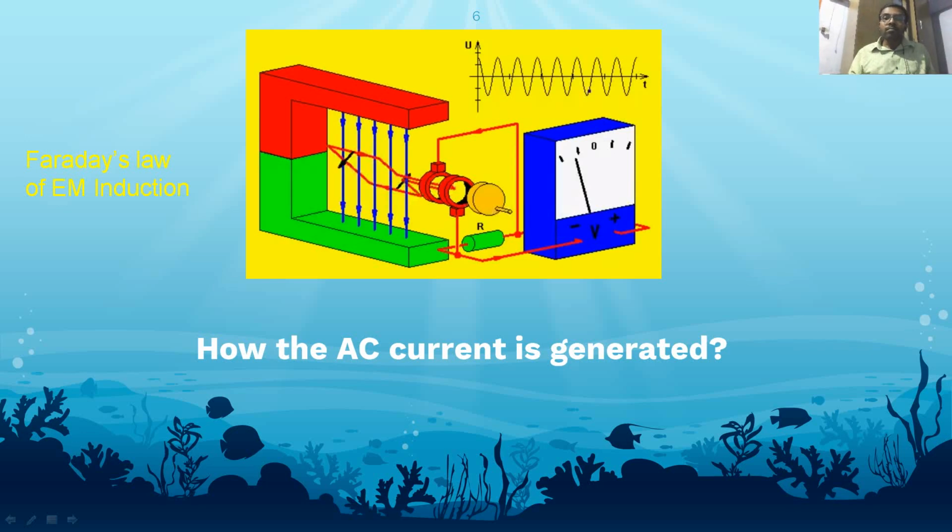Fine. So when it is rotating inside the magnetic field, it cuts these flux lines and EMF is generated: zero, plus maximum, negative maximum. That is why this current is called alternating current. It changes its magnitude alternately, from 0 to plus V max and 0 to minus V max.